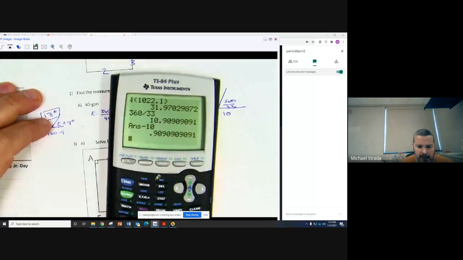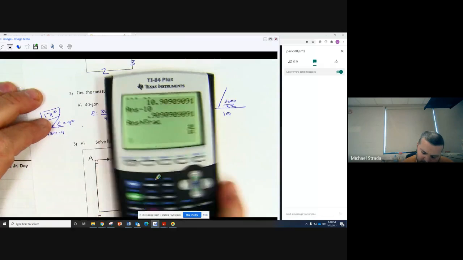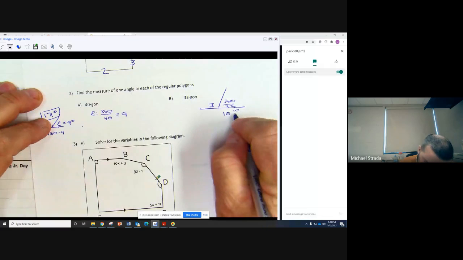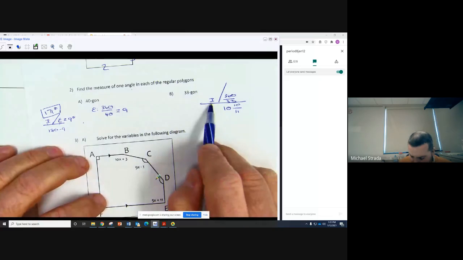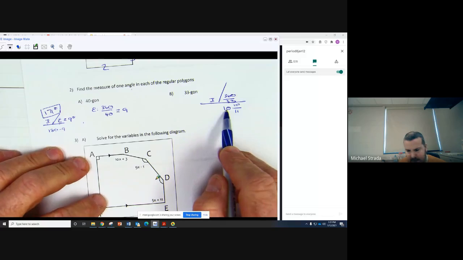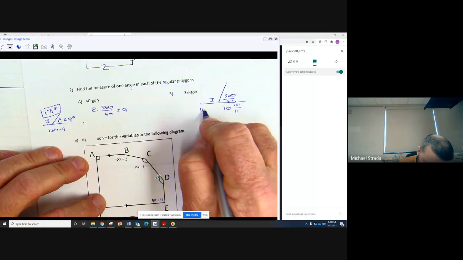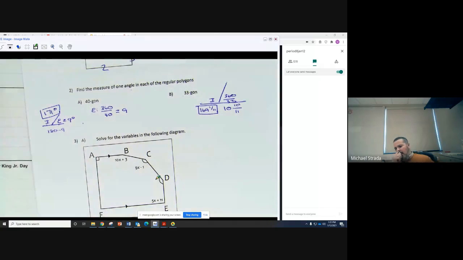And then all I do is convert it. So math and 1. And we get 10/11. So that means the exterior angle measure is 10 and 10/11. In turn, to get the interior angle measure, I'm just going to subtract 10 and 10/11 from 180. And that's going to give me 169 and 1/11. So you need to be able to manipulate fractions when doing these problems.